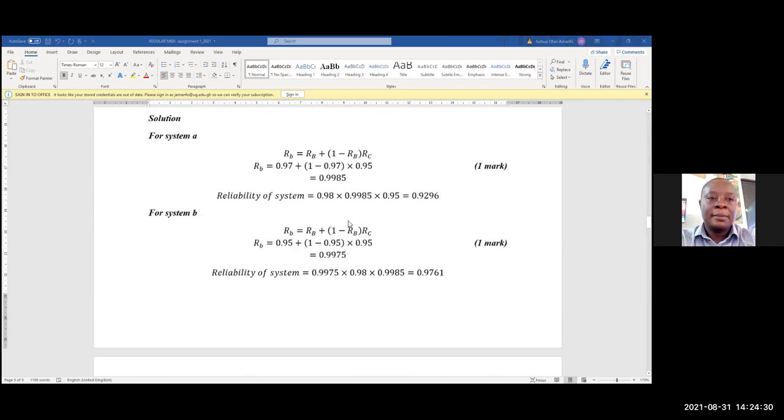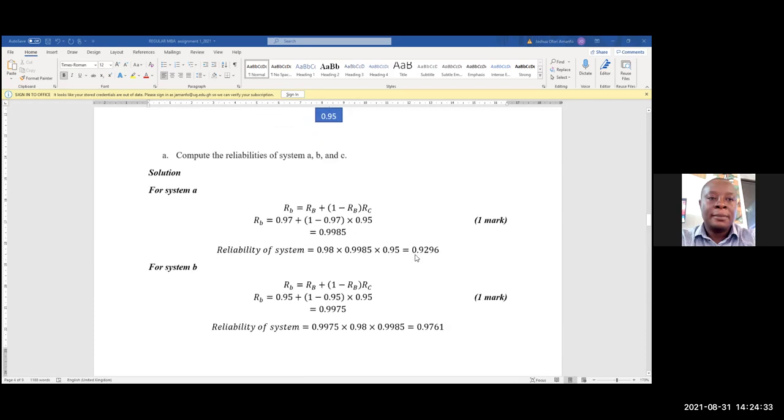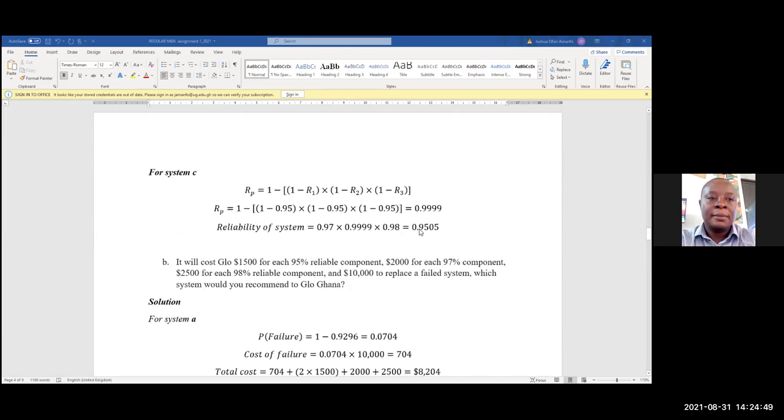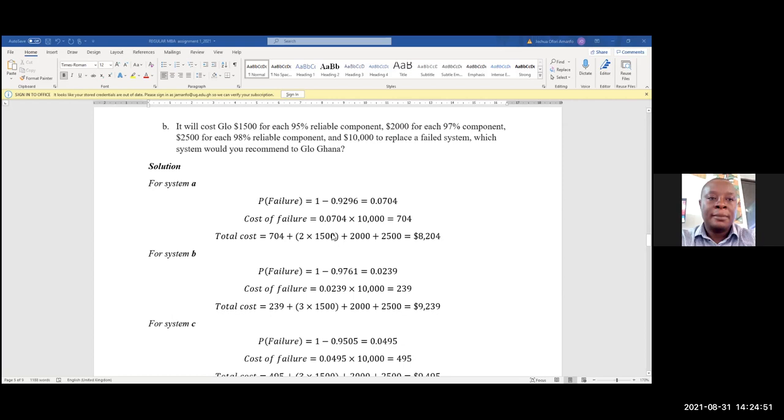From the system, calculating the reliability of the entire system. Oh, okay, so this question is linked to the other one. Of course. Are you clear? Yes, I've gotten where you picked it from now. But you understand the other things that we did? Yes. And now that you've gotten where the one came from, we are coming to the total cost.